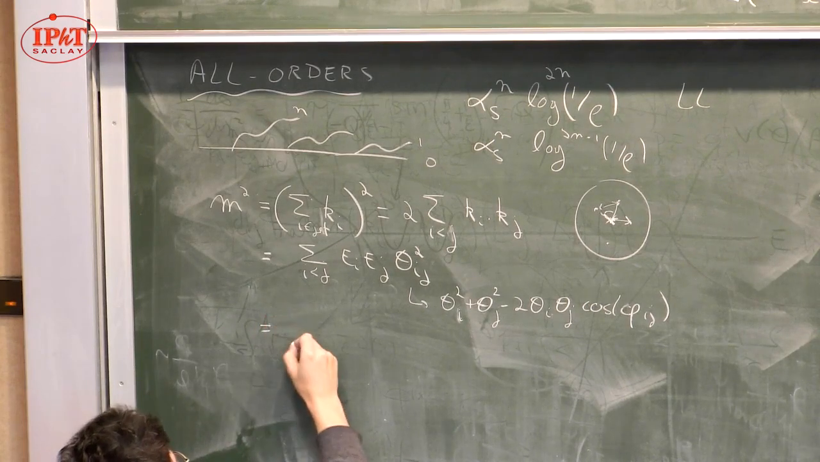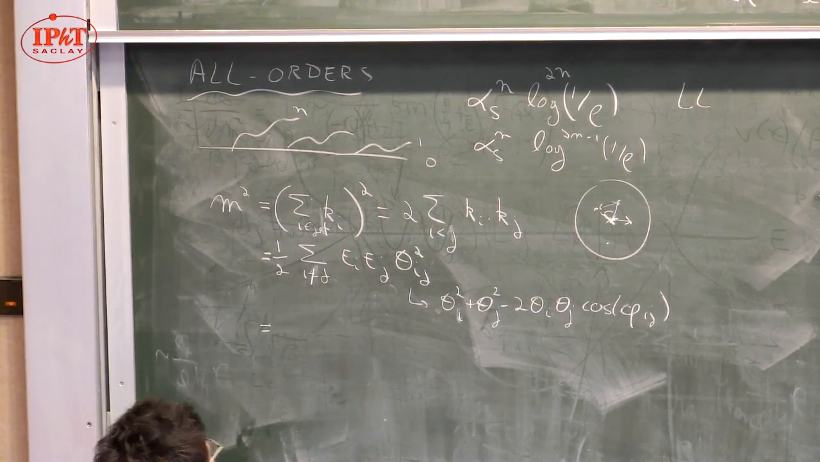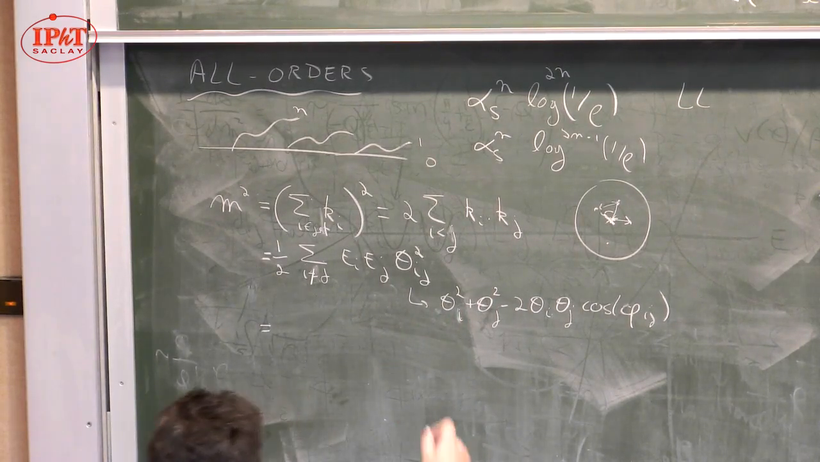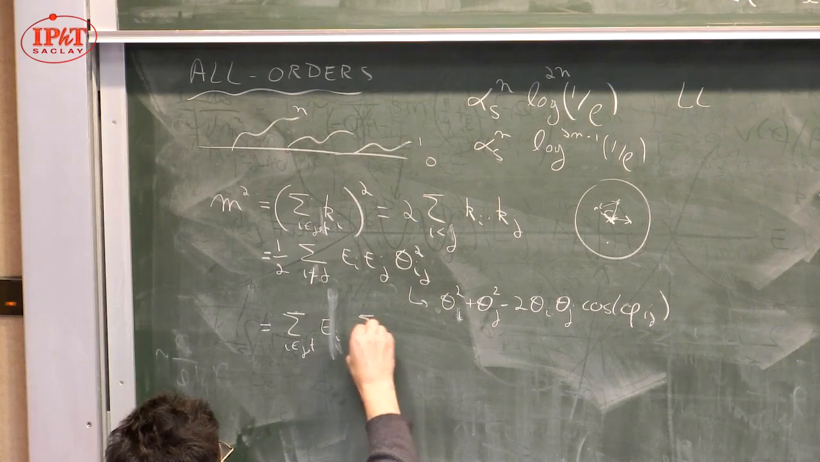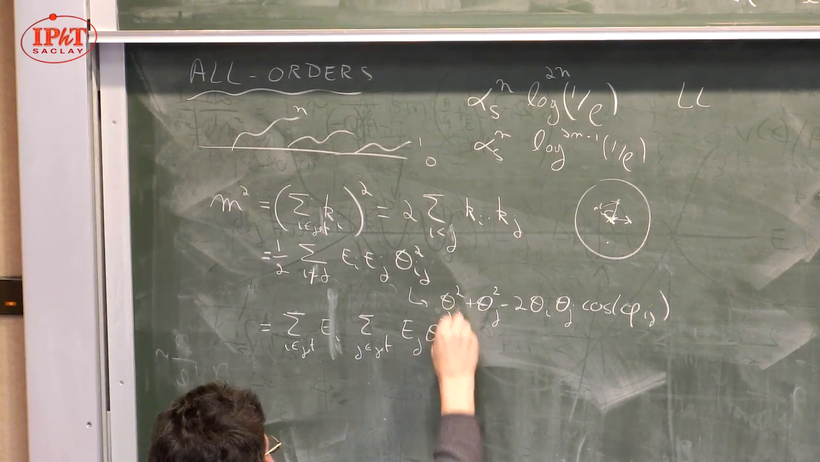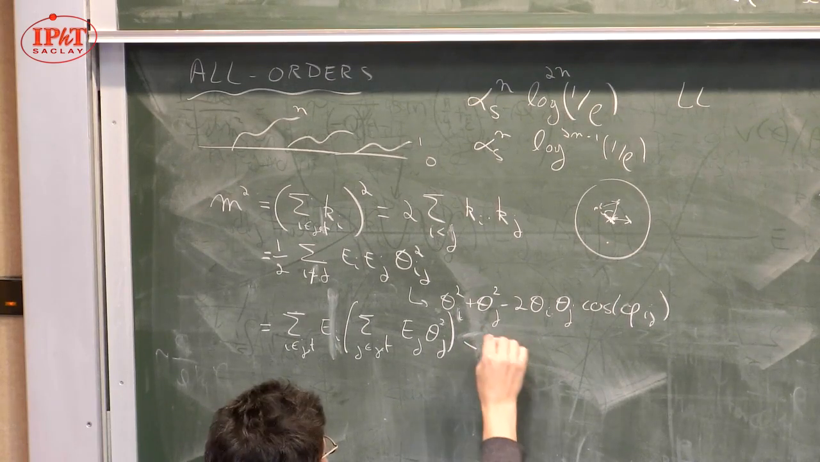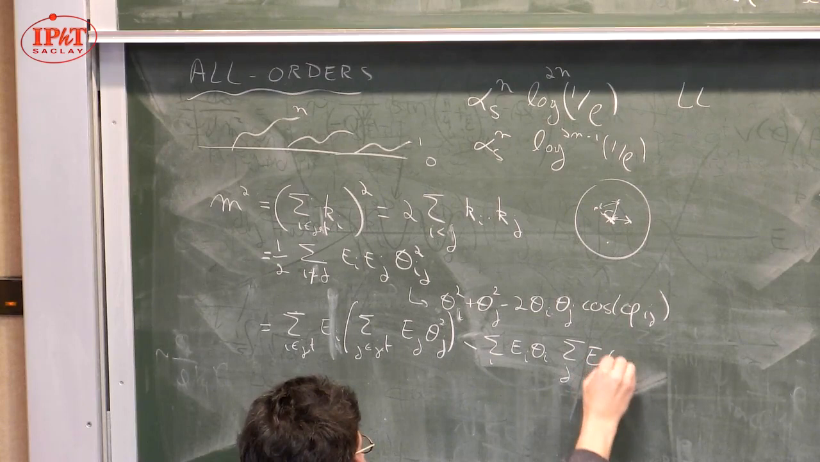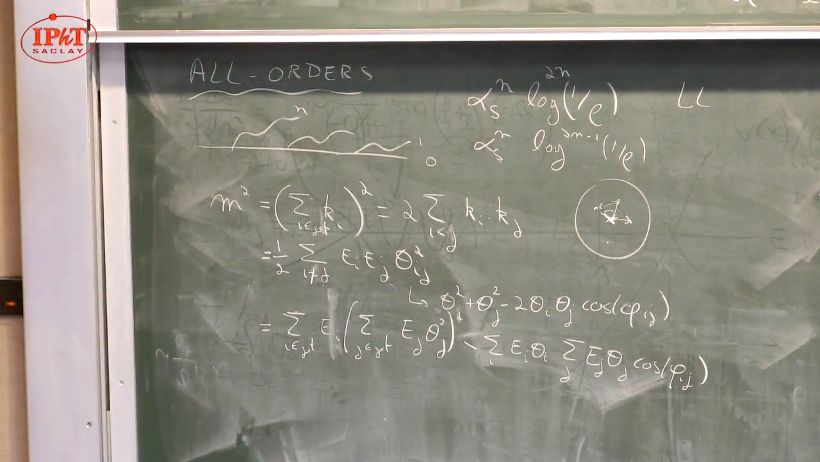If you do that, there are two sums coming from this where you can just reorder the i and j. This is one half the sum of i different from j. That's just double counting. So this sum is going to contribute one, and this sum is going to contribute another one. So this is the sum for i within the jet of e_i times the sum for j within the jet of e_j theta_j squared. That's these two terms here, minus the sum over i of e_i theta_i times the sum over j of e_j theta_j cos phi_ij. Can you simplify this?